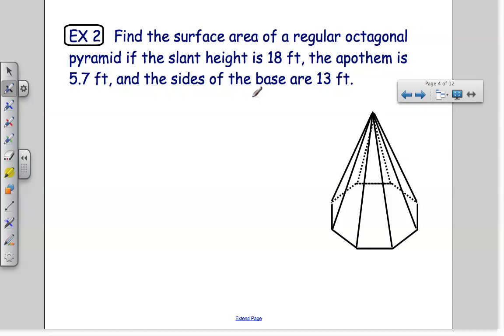Let's try another example, a little bit trickier here. Find the surface area of a regular octagonal pyramid. It is regular, and octagonal means the base is an octagon. The slant height is 18 feet. That's nice that they gave that to us. That would be from a vertex, at a right angle to a base. That's the height of the actual triangles. So that's 18 feet.